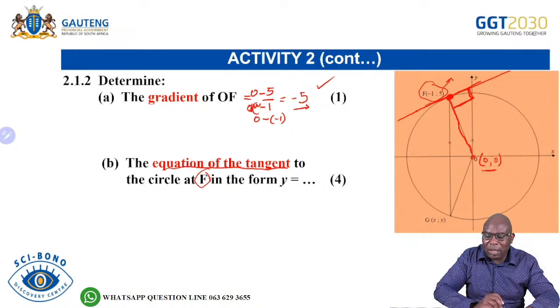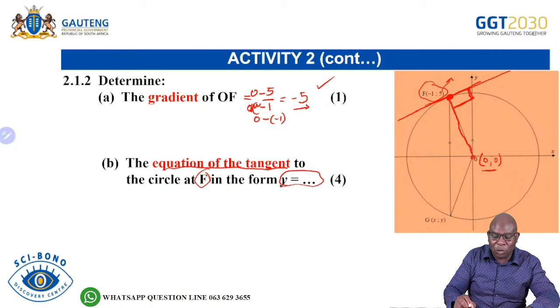So they say they want the equation of the tangent at F in the form y is equal to. Please always adhere to what is given, because you're going to lose marks if you don't.